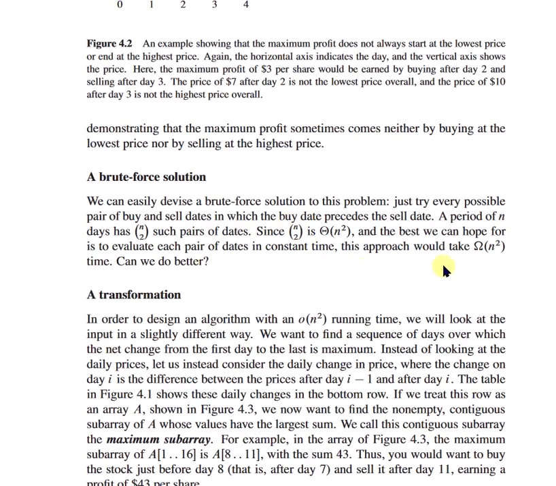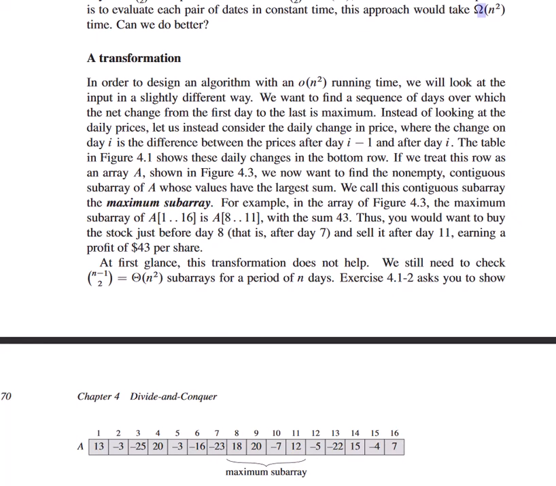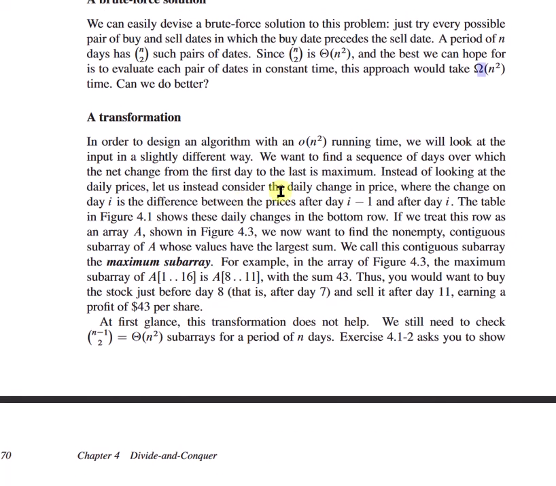So can we do better? The lower limit would be n square time. Can we do better at transformation in order to design an algorithm with little o of n square running time? So this is a tightly bound thing. It is not loosely bound like big O notation. We will look at the input in a slightly different way.